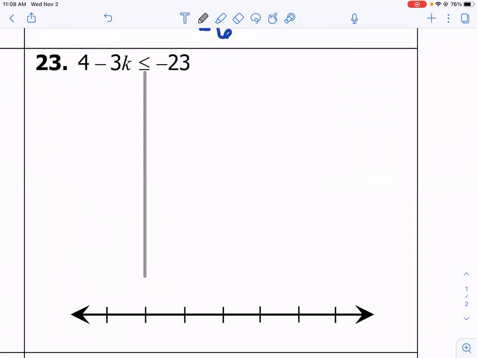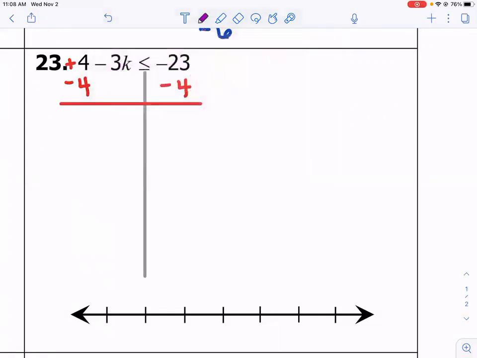Does the 3 or the 4 get to move first? The 4. How do we move the 4? Okay, so there's an implied positive sign right there. So we need to subtract 4 from both sides.